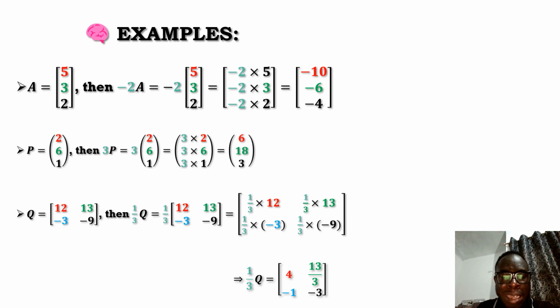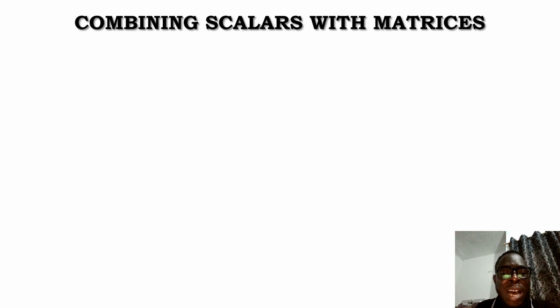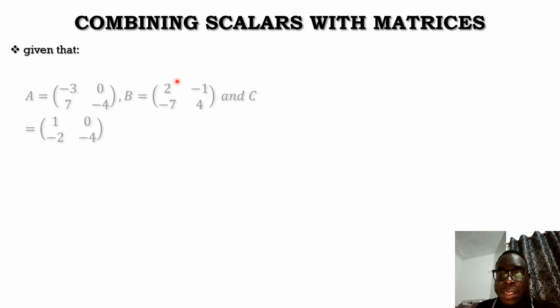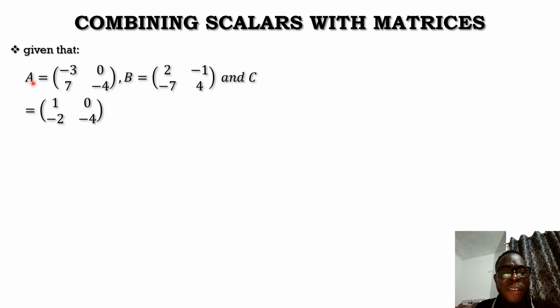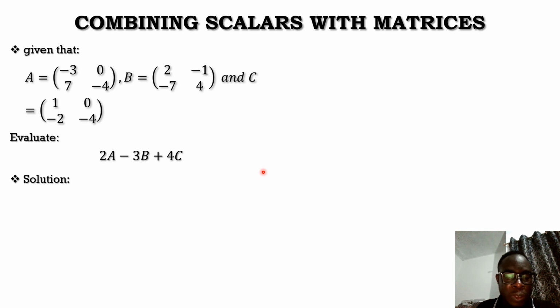We multiply the scalar k to each of the entries of the matrix, which is very, very easy to understand. Now, let's come to the format of combining scalars with matrices. Given that we have examples of matrices in this form, matrix A, matrix B, matrix C, which are all 2 by 2 matrices, we should evaluate 2A minus 3B plus 4C. So what are we going to do? This will be the solution.